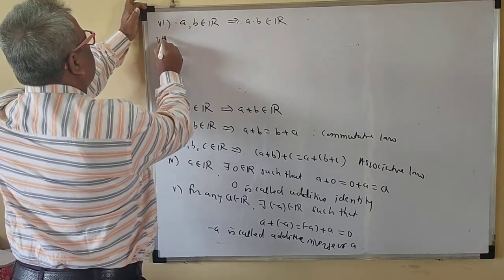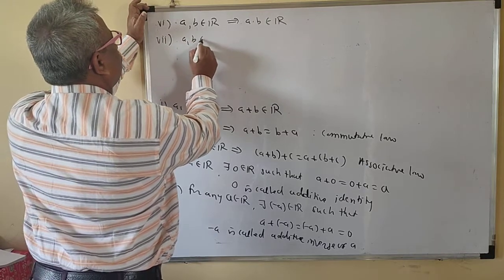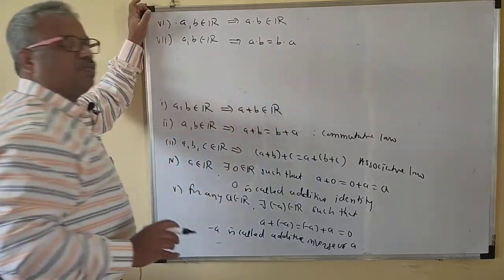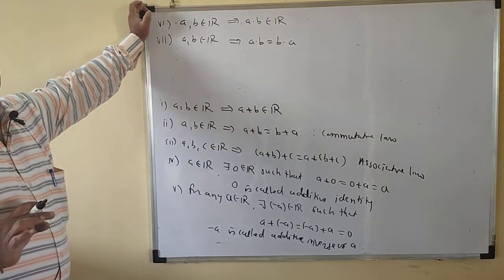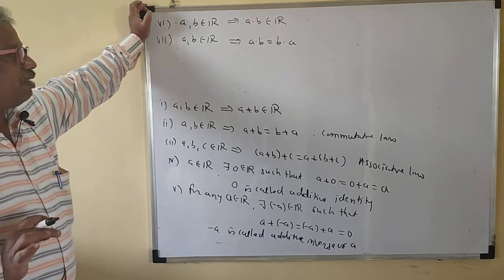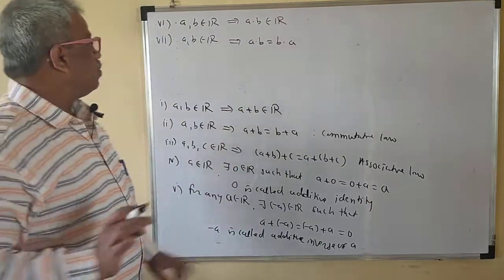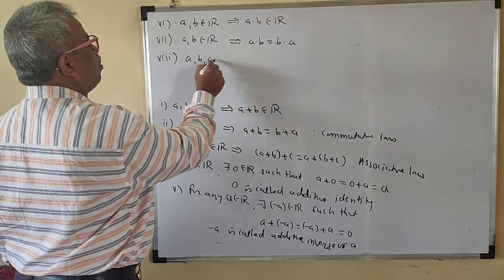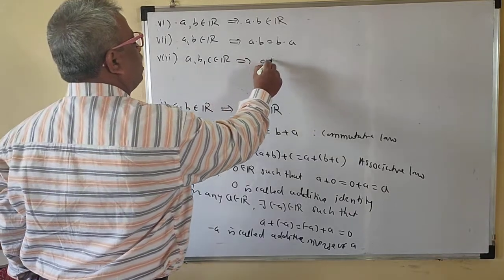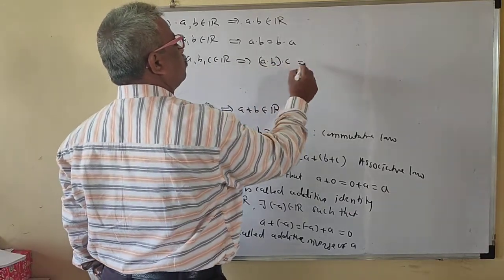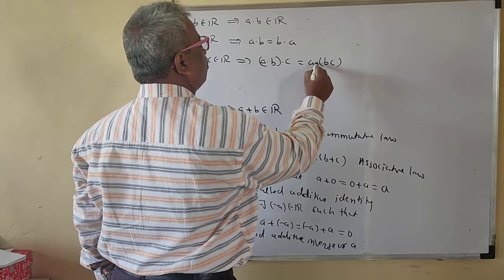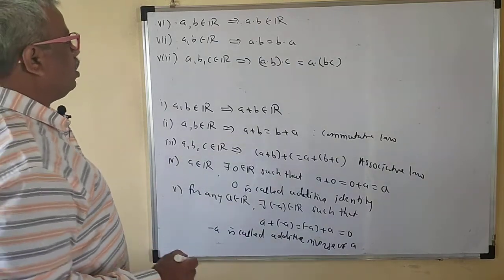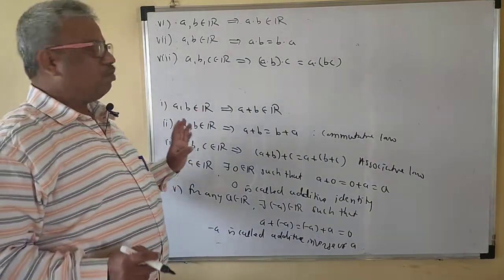So then next one: a, b belongs to R implies that a dot b is equal to b dot a. That means the product is also commutative. This is commutative law with respect to multiplication. Now next: a, b, c belongs to R implies that a into b into c is a into bc. This dot may be there or may not be there, it doesn't matter. This is associative law with respect to multiplication.